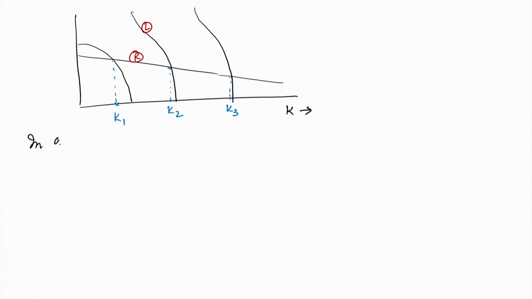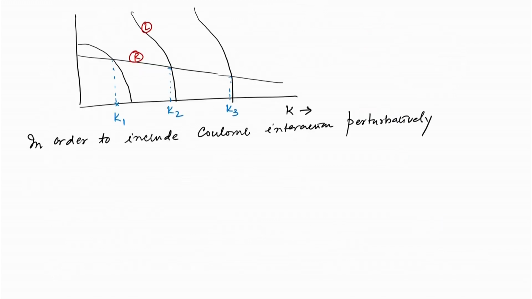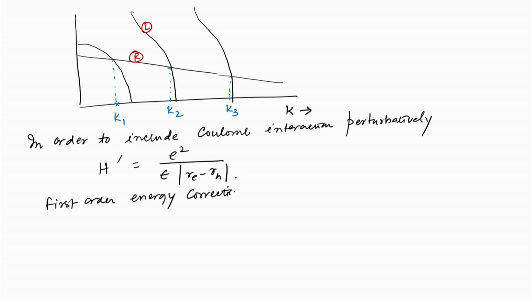So, in order to include Coulomb interaction perturbatively, we write down a perturbation term which looks like this: H prime equal to e square divided by the modulus of R_e minus R_h, and the first order energy correction is given by delta E first order equal to the expectation value of psi H prime psi.